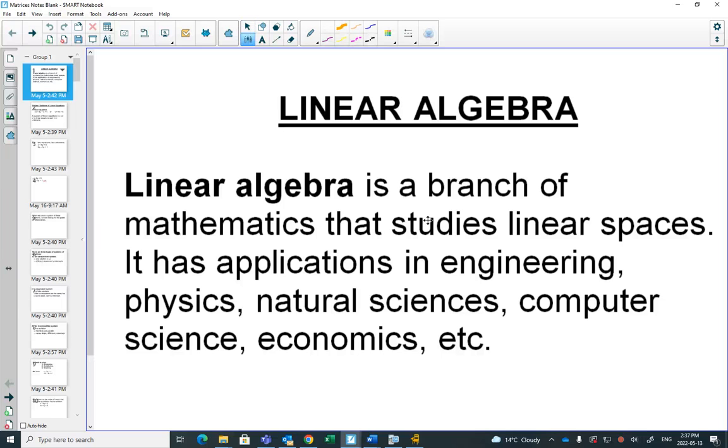All right, so linear algebra. We are going to look at linear spaces. In other words, looking at things with a bunch of different lines. And those lines can be in 2 dimensions, or those lines can be in 3 dimensions, or those lines can be in more dimensions. Okay?